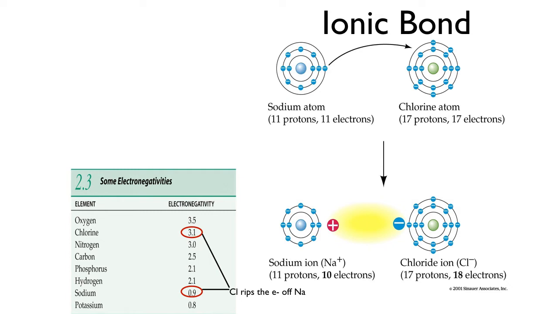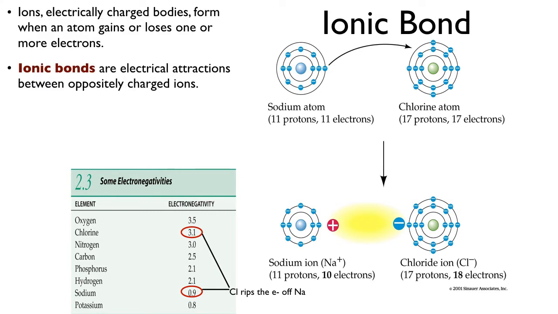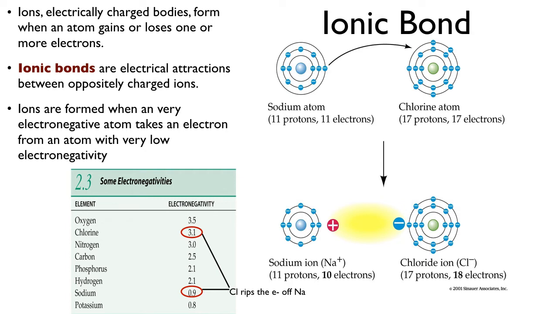And so the high electronegativity of chlorine enables chlorine to steal an electron, emptying the outer electron shell of the sodium, filling the outer electron shell of the chlorine. That gives the chlorine a full negative charge and causes the sodium to have a full positive charge. The opposite charge attraction is what constitutes an ionic bond, as we see in sodium chloride, or table salt. So ionic bonds are electrical attractions between oppositely charged ions.